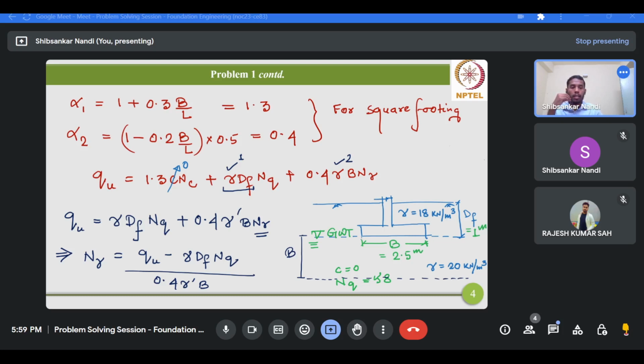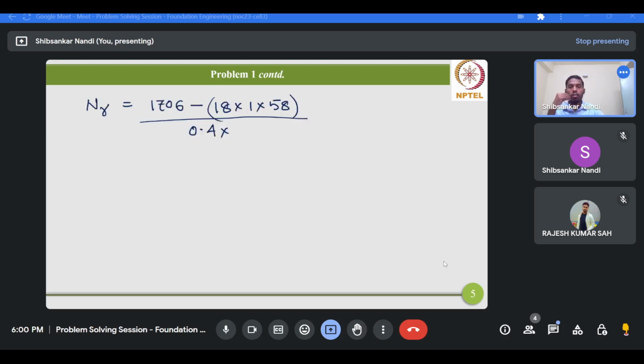Now what is the value of gamma prime? The unit weight given for soil below the water table is for the saturated soil mass. This is the saturated unit weight, and gamma prime indicates the submerged unit weight. How to calculate the submerged unit weight? We calculate gamma prime by subtracting the unit weight of water from the saturated unit weight. Therefore it will be 20 minus 10, which is 10 kilonewton per cubic meter, and the width of the footing is 2.5 meter. Okay, so please calculate.